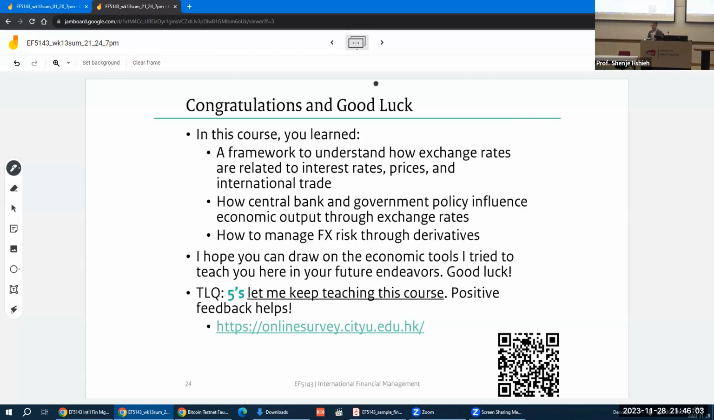Secondly, you know the role of central banks. We didn't talk much about central banking, only from the context of FX rate determination. I could spend another semester just talking about the role of central banks and controlling GDP and inflation, etc. But we didn't do that. Our core message here is about FX rate determination, and of course, also managing FX risks.